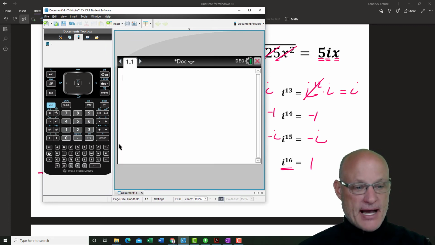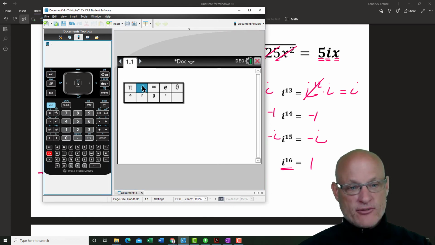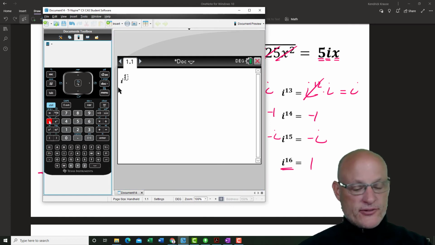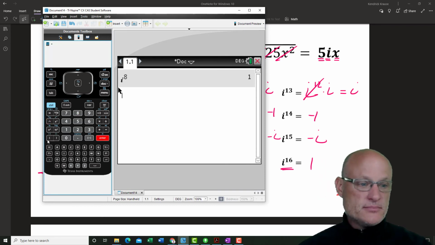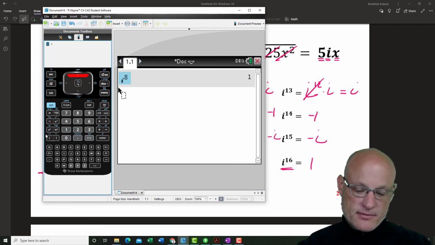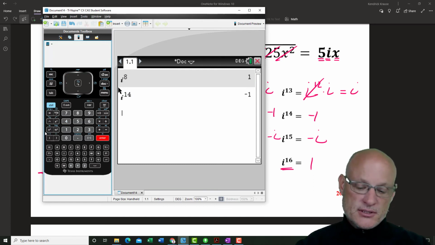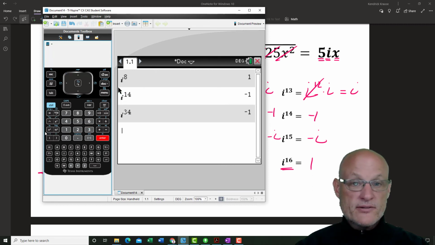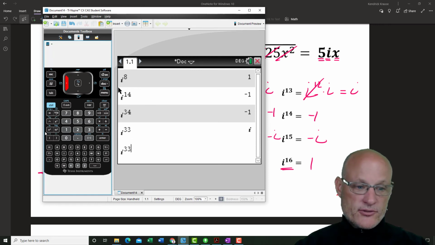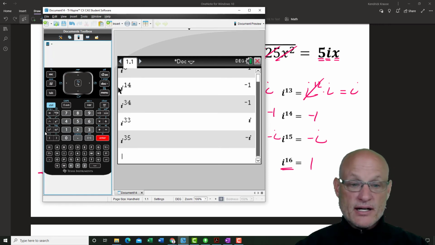If I come over here and hit the pi button, you'll see that the imaginary number I is right there. So if I want I raised to the 8th, and I don't know what that is, oh, it's 1. I raised to the 14th, oh, that's negative 1. I raised to the, I don't know, 34th. Oh, that's negative 1. I raised to the 33rd. Oh, that's I. I raised to the 35th. Oh, that's negative I. It'll do it for us.